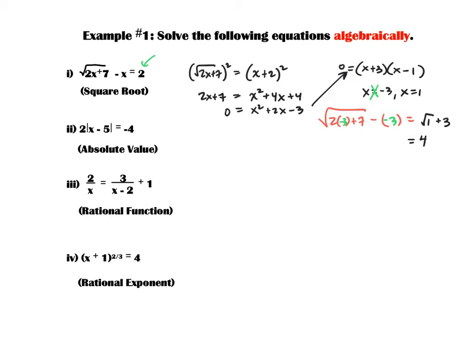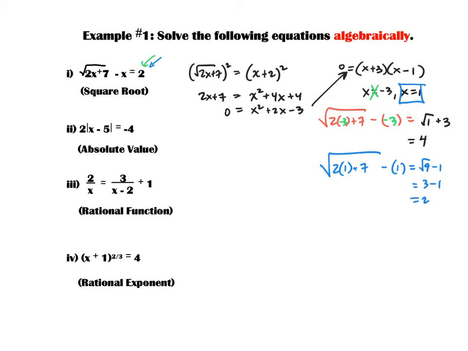Let's do the same process now using a 1. So that would be the square root of 9 minus 1, which is 3 minus 1, which is equal to 2. It looks like we do get what we wanted. Therefore, x equals 1 is our only solution in that particular scenario.